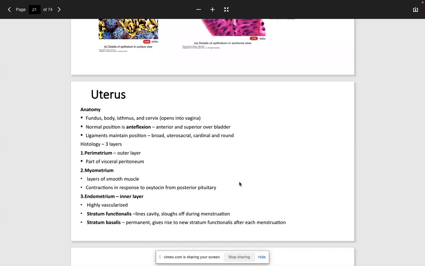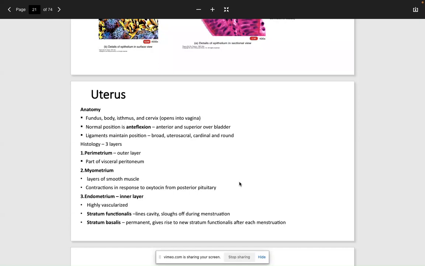This is going to be a highly vascularized area, a lot of blood vessels coming through here. You have the stratum functionalis and the stratum basalis. Both of those are important to know. The stratum functionalis, again, is going to be the layer that actually sheds during menstruation. The stratum basalis is a more permanent layer that gives rise to a new stratum functionalis after each menstruation.